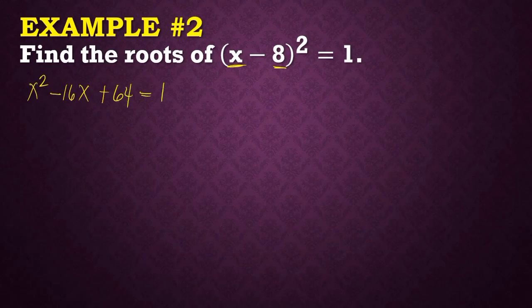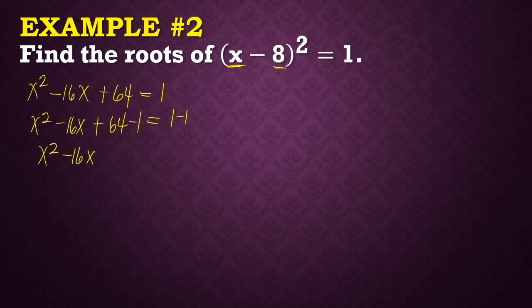Next, gagawin natin siyang standard form muna. So, magiging x squared minus 16x plus 64 minus 1 is equal to 1 minus 1. So, we subtract 1 to both sides. Then, magiging x squared minus 16x plus 63 equals 0.